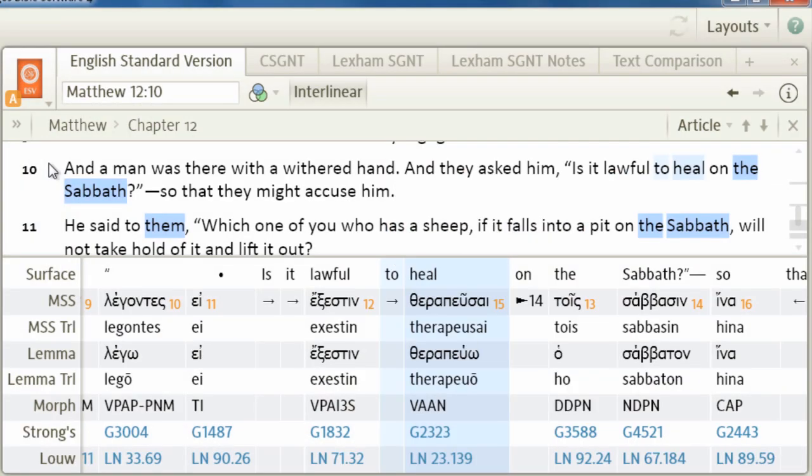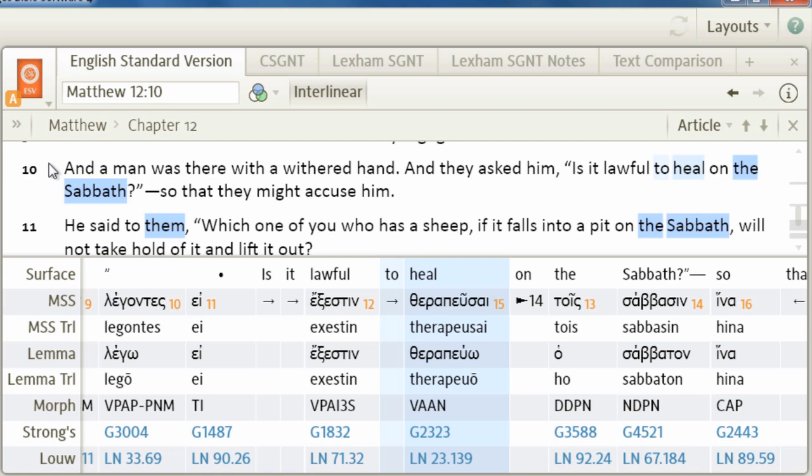The dative case can indicate time, typically a point in time rather than a duration of time. This use of the dative case answers the question when. English Bible translations may supply the word in, on, or at, depending on the context. Matthew 12:10 reads, "And a man was there with a withered hand, and they asked him, 'Is it lawful to heal on the Sabbath?' so that they might accuse him."